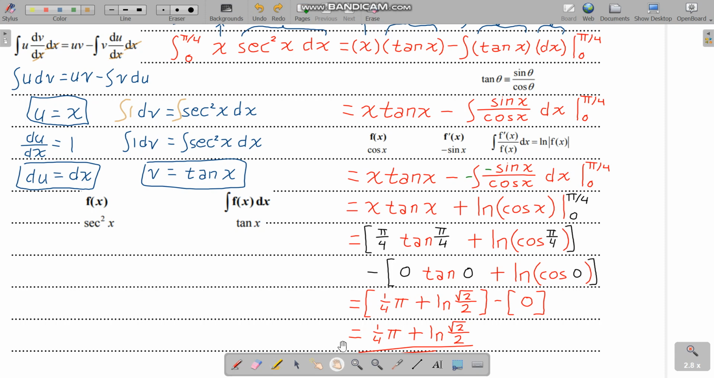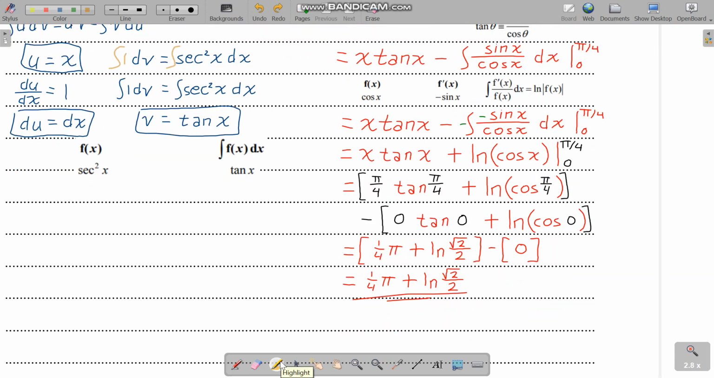Now plug in the limits of integration, pi over 4 and 0, because we're looking for the exact value. You cannot use your calculator for the whole calculation because you might get decimals. So just try. If you get decimals, then you're gonna have to do the calculations separately. So here, if you just do tangent pi over 4, you get 1. So 1 times pi over 4, that's what we get.